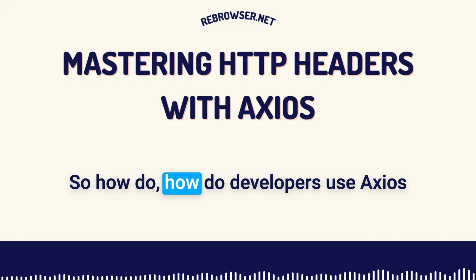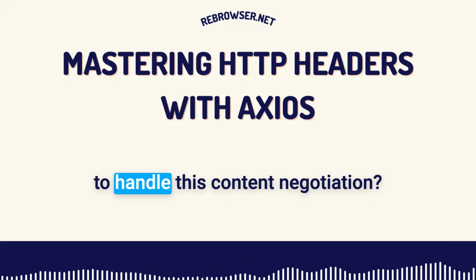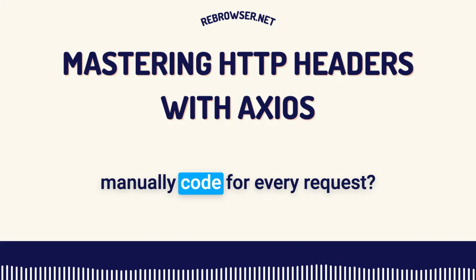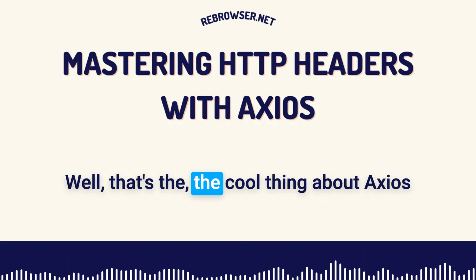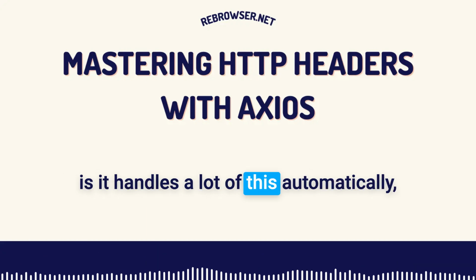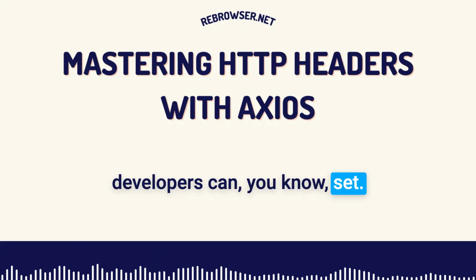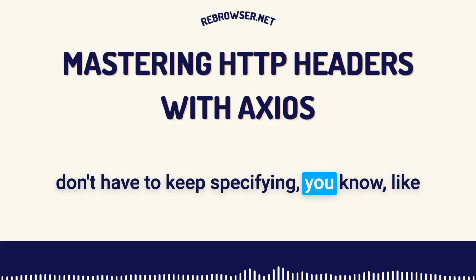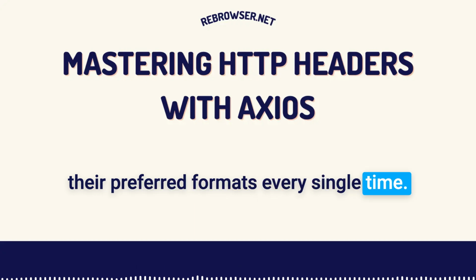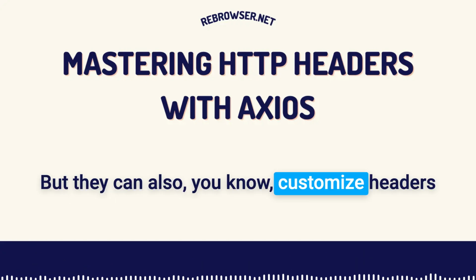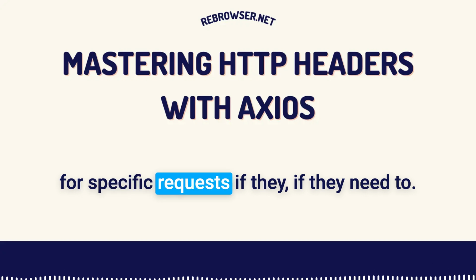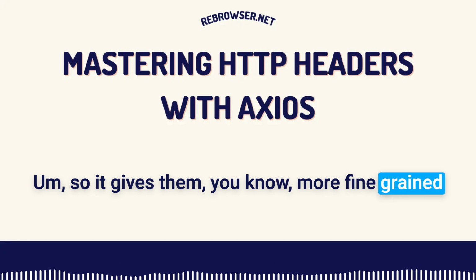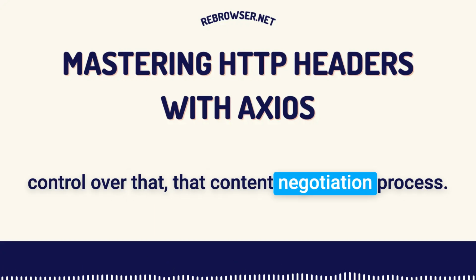So how do developers use Axios to handle this content negotiation? Is that something they have to manually code for every request? Well, that's the cool thing about Axios, it handles a lot of this automatically. Developers can set default headers for all requests so they don't have to keep specifying their preferred formats every single time. But they can also customize headers for specific requests if they need to.